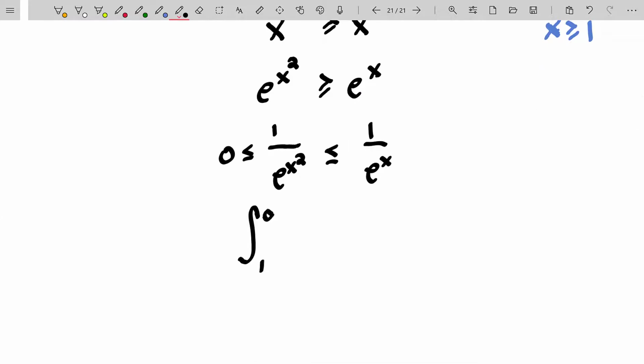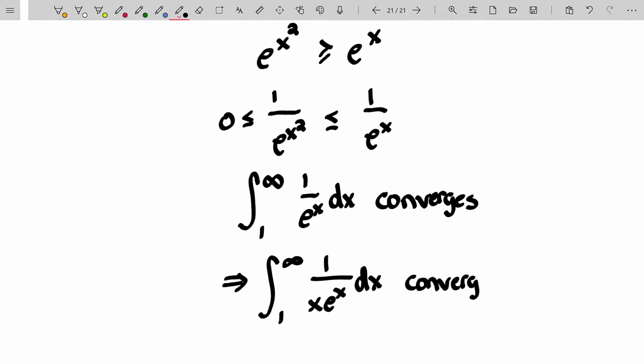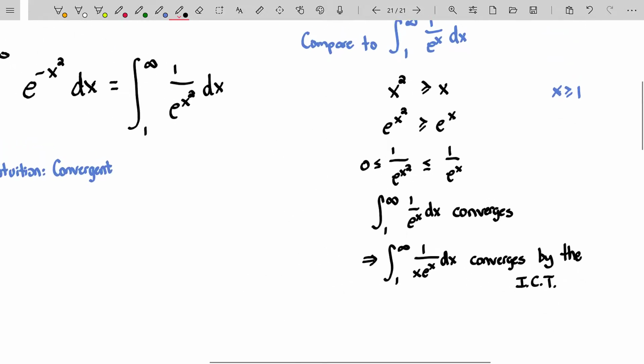The integral from 1 to infinity of 1 over e to the x dx converges by the previous problem. And therefore the integral from 1 to infinity of 1 over x e to the x dx converges by the integral comparison test. Now just a little heads up here.